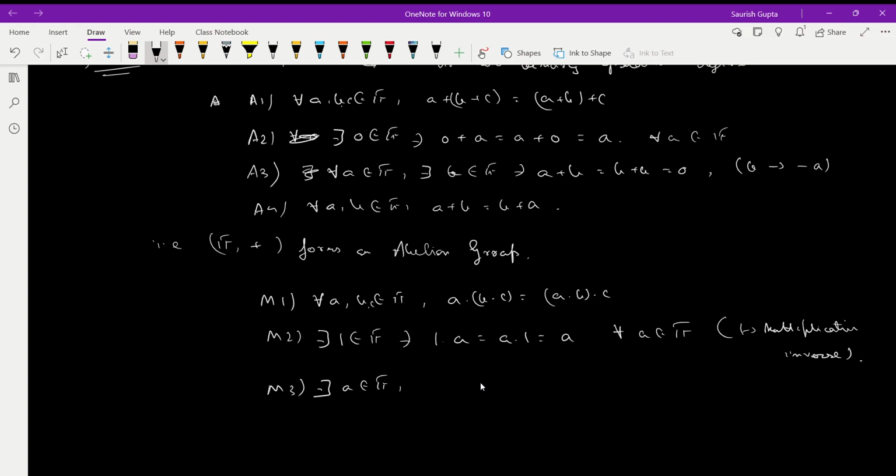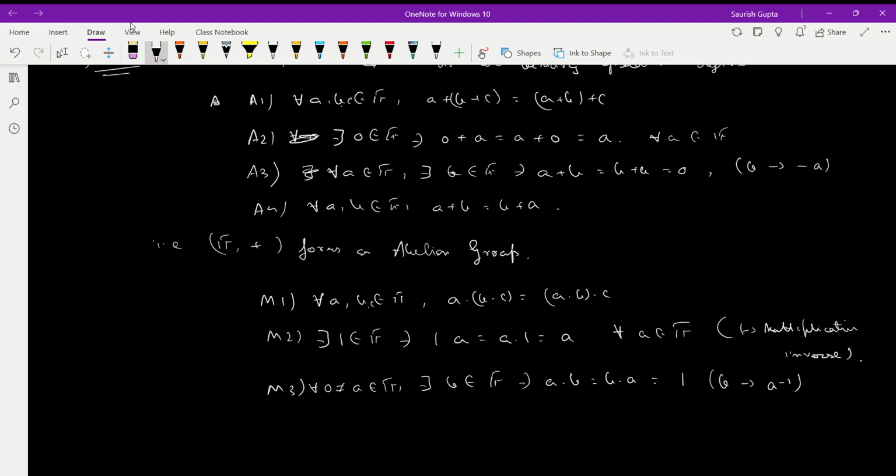Third is that for all elements A in F, there exists some element B in F such that A dot B is the same as B dot A is equal to 1, provided, or I should just add it up here only, for all non-zero elements A, this is satisfied. So this is for all non-zero elements in F. Non-zero elements means except the additive identity. Any element that is not the additive identity. So it equals 1.